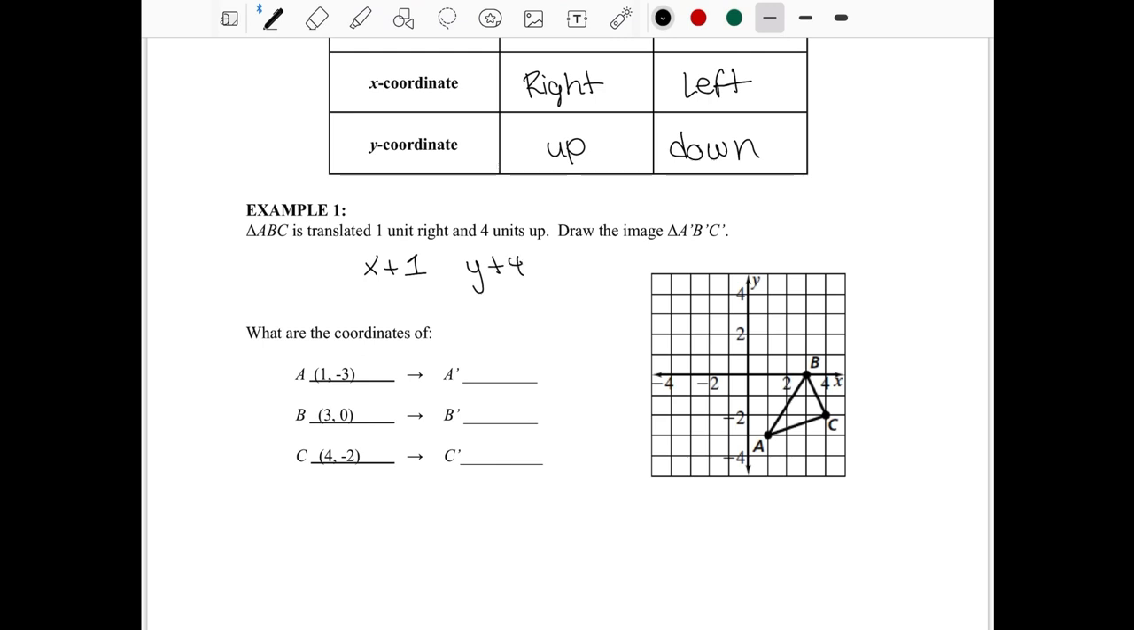Now there's 2 ways we can always do this. We can use the rule or we can use the graph. Not all the time will we have a graph, but you do have graph paper that you can use. But let's look at this point. If I look at point A, which started out at 1, -3, I go to my graph to point A, and it says that I have to go 1 unit to the right and then 4 units up. Once I do that, that's going to give me my new point, which is A prime, at 2, 1.